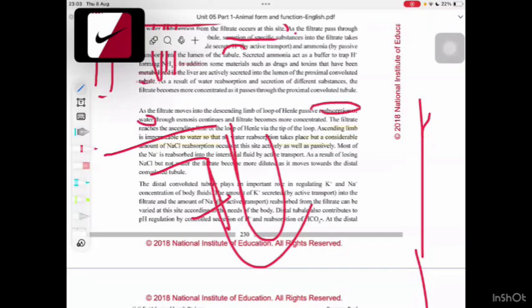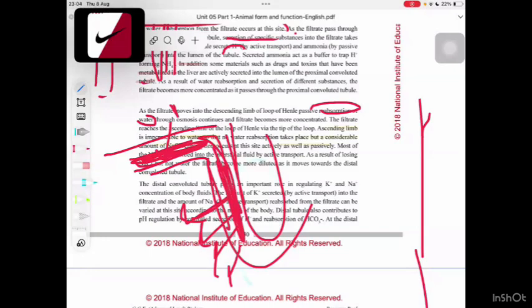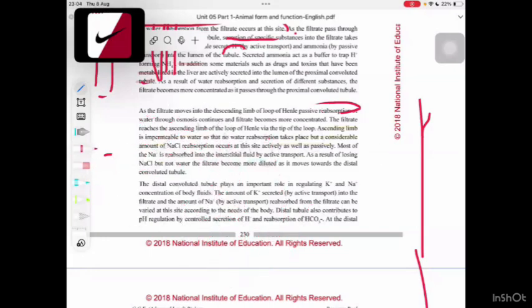And here, as water is moved away from the tubule, the filtrate gets more concentrated, right? Concentrated means less water. Here also this filtrate got very concentrated, because more water is removed. Okay, let's go through that part.